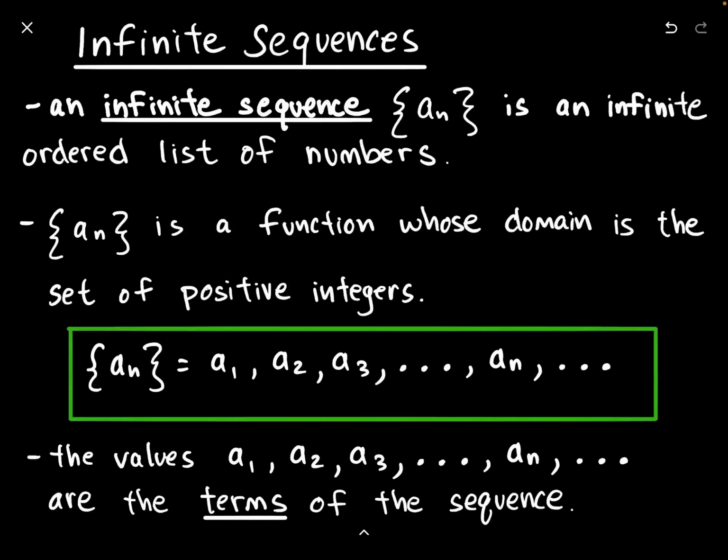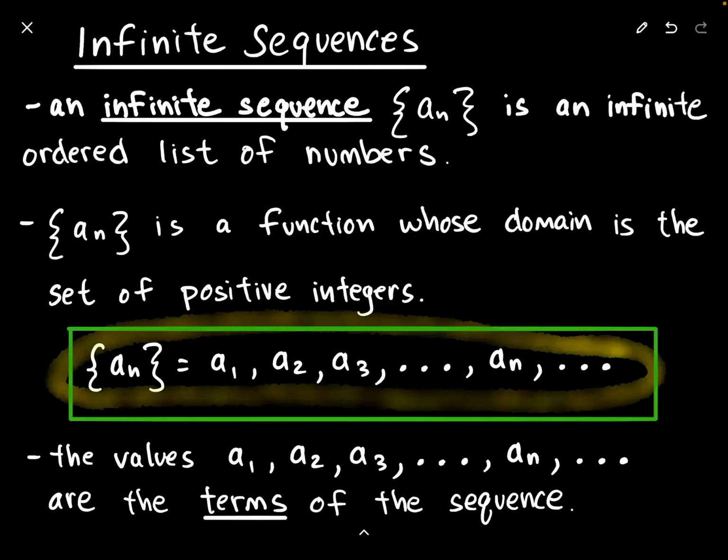Hello! In this video, we'll be looking at infinite sequences. An infinite sequence with this curly bracket notation with the nth term a_n inside is an infinite ordered list of numbers. Or you can also think of it as a function, not a continuous function, but one whose domain is the set of positive integers. So here in this notation, we have a_n, the nth term, inside the curly brackets. So that means it's an infinite sequence.